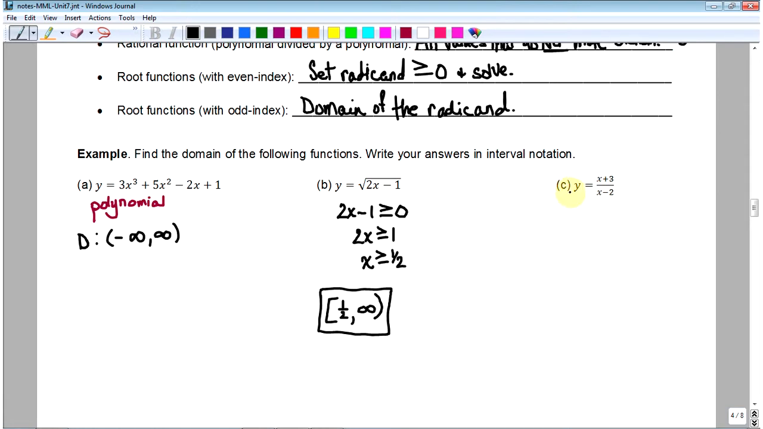Okay, going on to part C, and let me just write that we're dealing with a square root function here. So square root has an index of 2, so this is our even index. Okay, part C, we're dealing with a rational function.